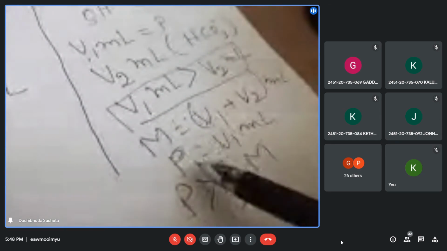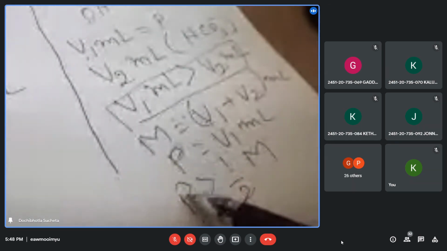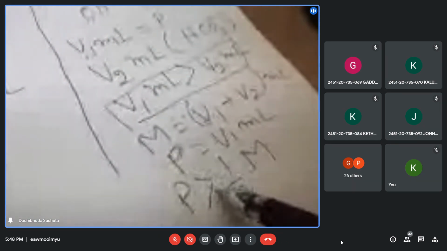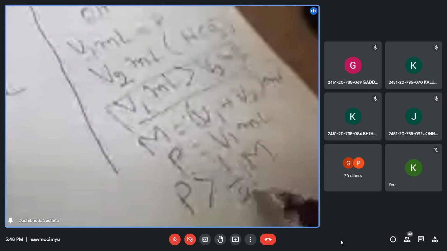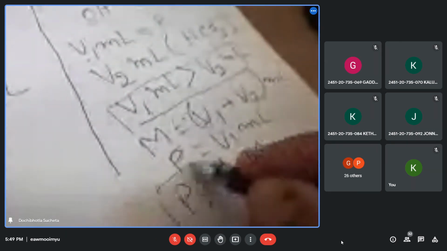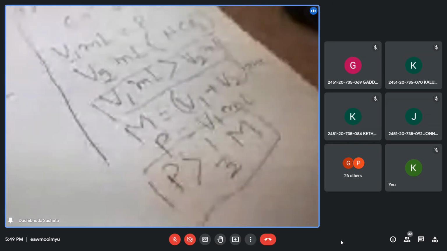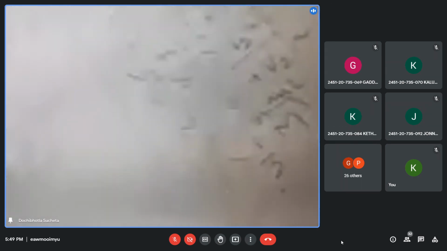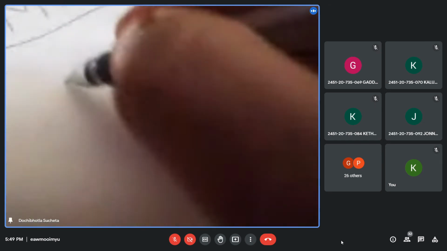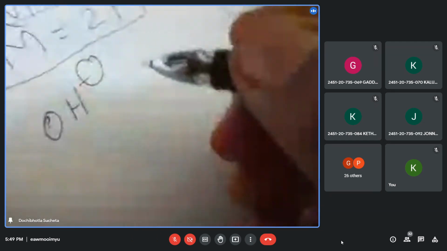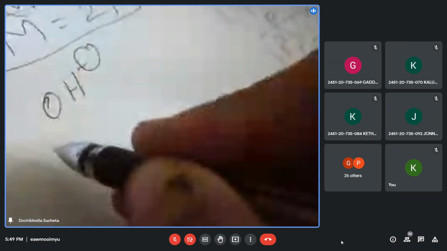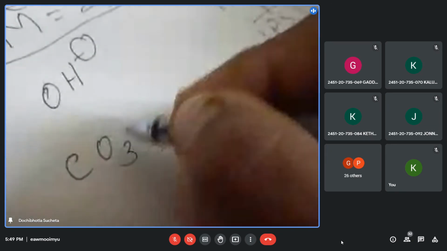Fine. Now, because V1 ml is greater than V2 ml, P will be greater than half M. Okay. This is the supposition. Now, how to find the concentration of only OH minus ion? So, how to find the concentration of OH minus ion? For that, I'll have to know the amount of acid which got consumed for carbonate.